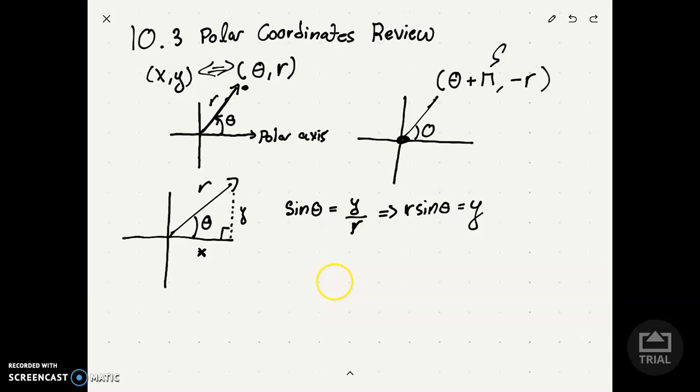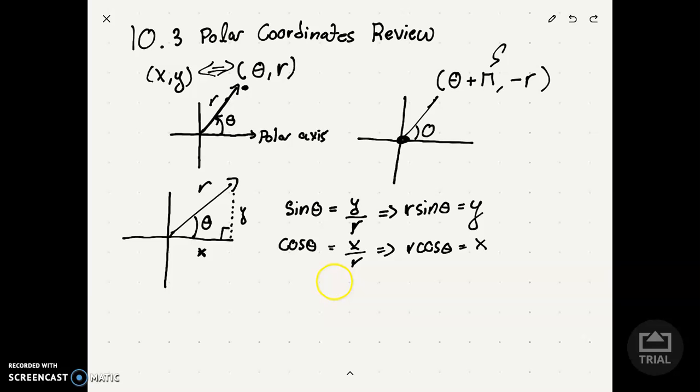And then equivalently, we have cosine theta is equal to x over r, and then, well, r cosine theta is equal to x. This comes up a lot in physics if you're talking about the x and y components of some sort of vector, maybe a force, maybe a velocity, something like that. You break it up in this way. Okay, so those are two of the necessary things.